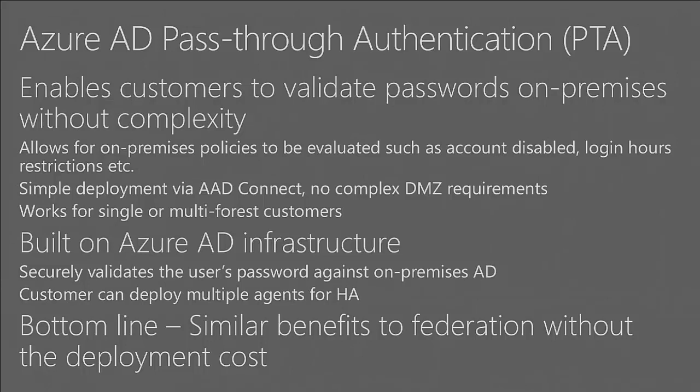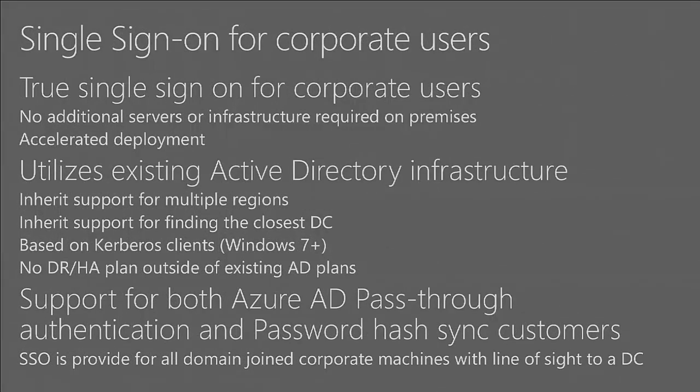What we have is a component that sits in the on-prem environment that connects to the cloud using a cert. So there's no inbound connectivity required here, therefore no complex DMZs. And as far as high availability goes, you just deploy more of these connectors and you get high availability. And we automatically round robin between them. Effectively, what we have here, bottom line, is a very similar sign-on experience to federation, without the deployment costs.